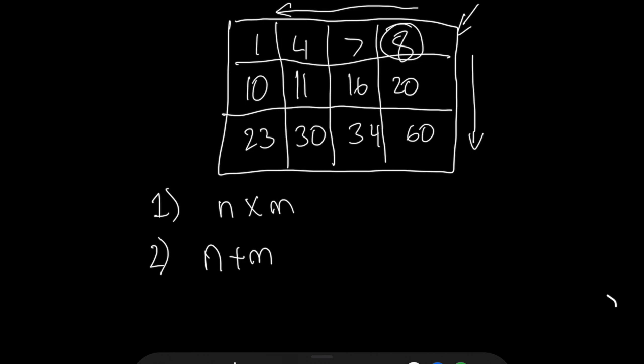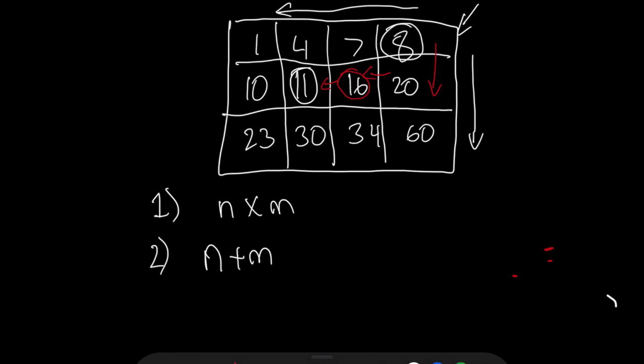So for example, if we're trying to find 11, what you can do is first start off at 8, and then you'll see that 8 is smaller than 11. So we'll go down and we'll see 20. And then once we see 20, we see that 20 is greater than 11, so we'll go to the left. And then we'll reach 16, and we'll see that 16 is greater than 11, so we'll go to the left again. And then we'll get to 11. So that's how you find it. And basically any number, you can do it with this n plus m complexity.